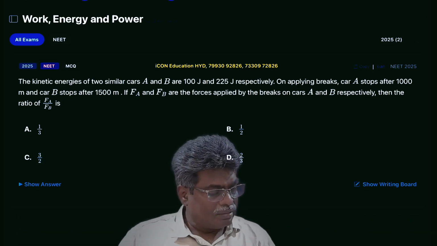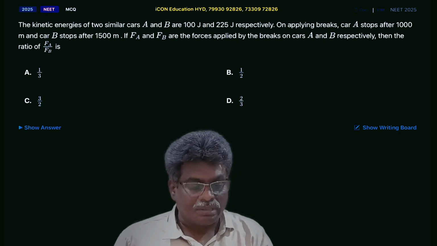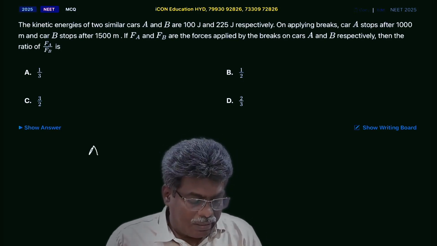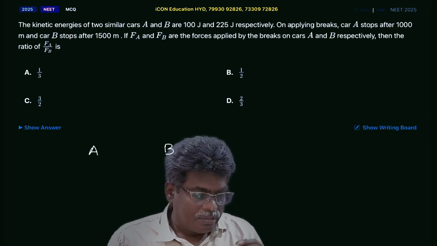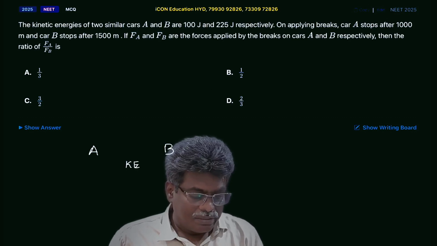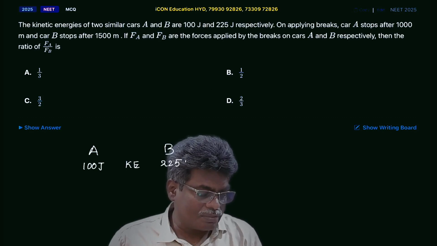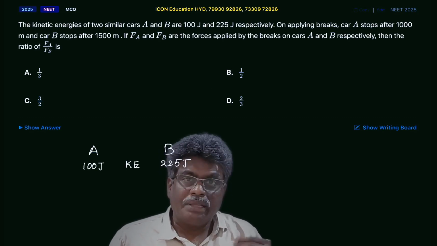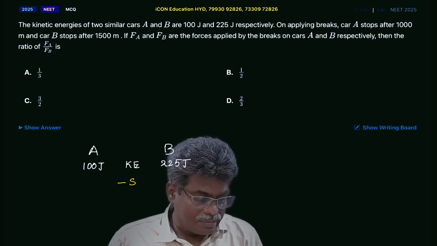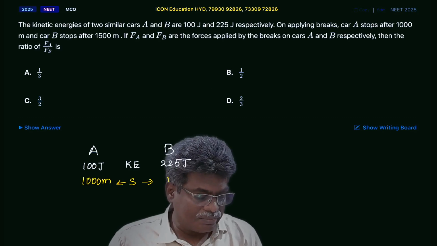So here this is the first question. They have given two cars, that is A and B. So these are having kinetic energies. First let me take the data. So this is 100 joules and this is 225 joules. And after applying the brakes, they travel a distance. So this is 1000 meter and this is 1500 meter.